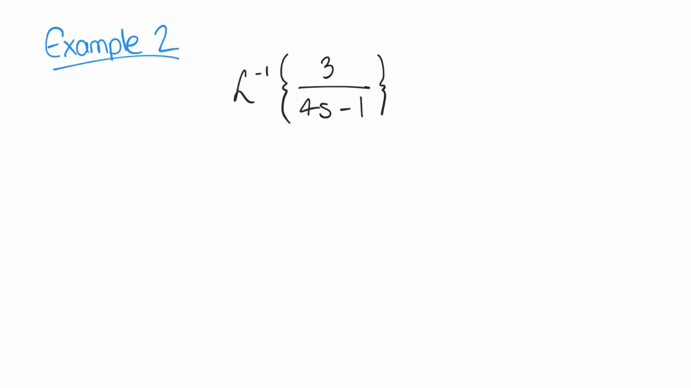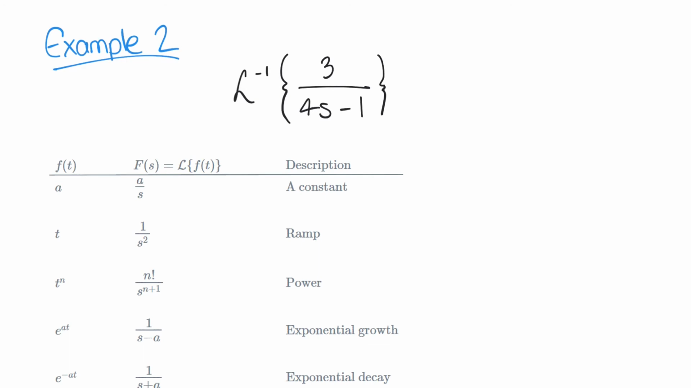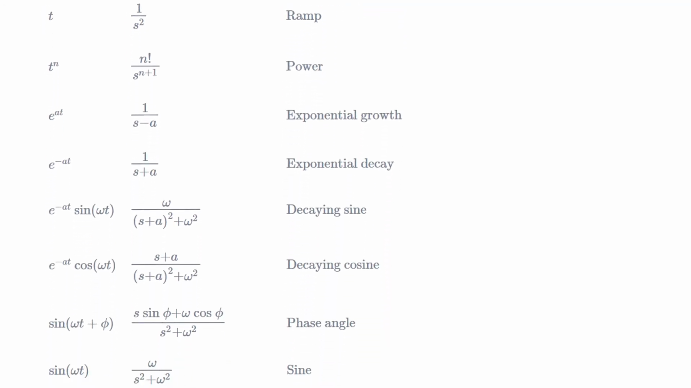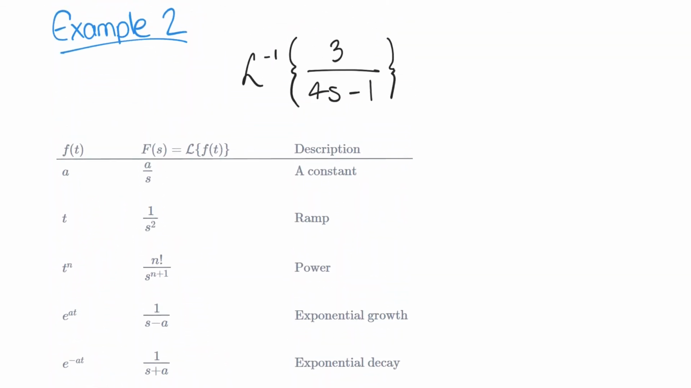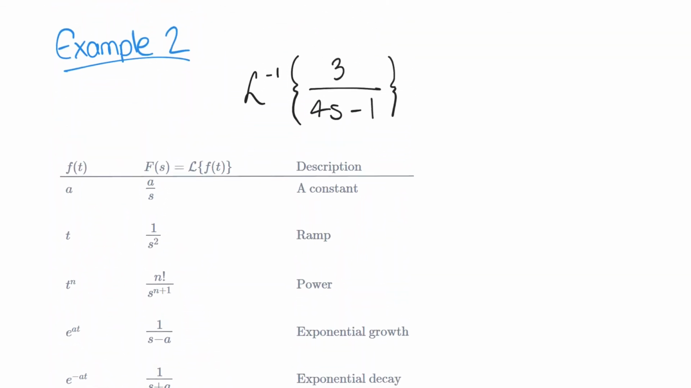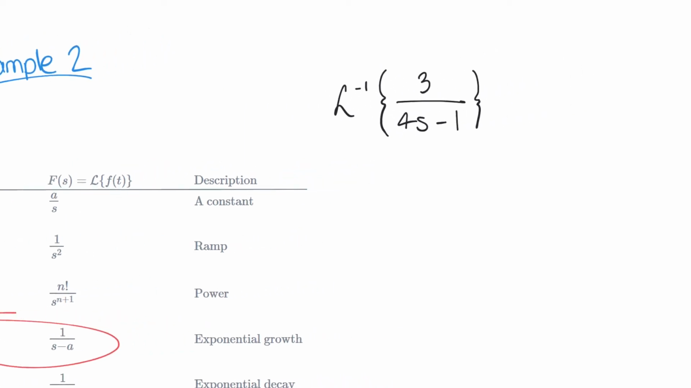Here's another example. Let's suppose we're asked to find the inverse Laplace transform of 3 over 4s minus 1. So again, referring to our table, there's nothing in the table that exactly matches our requirements. The closest is probably the entry for exponential growth here. So let's see these side by side.